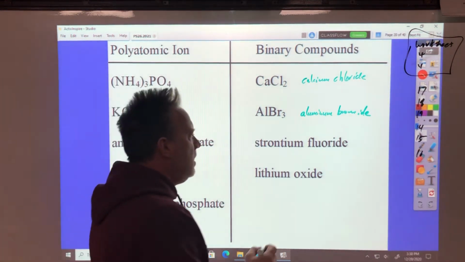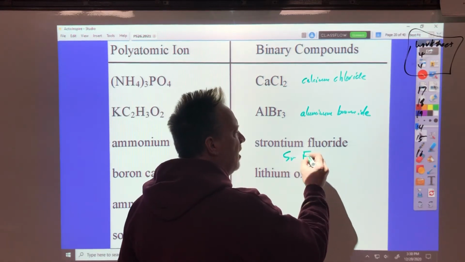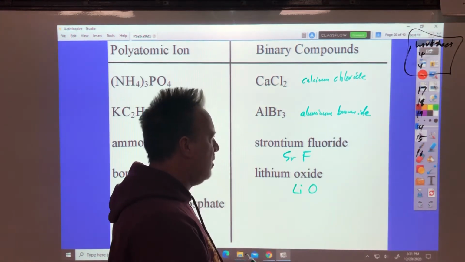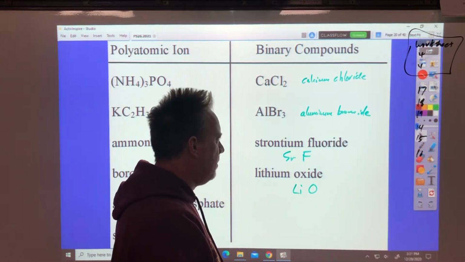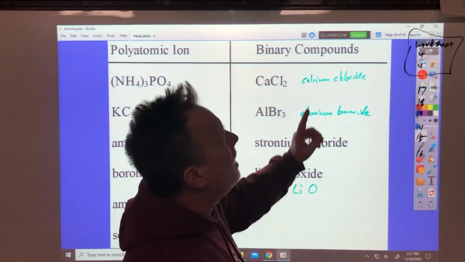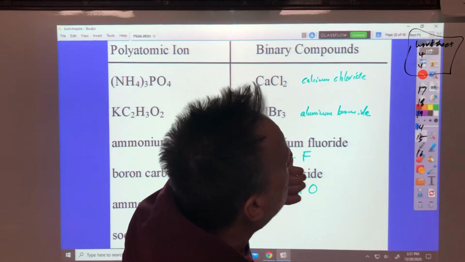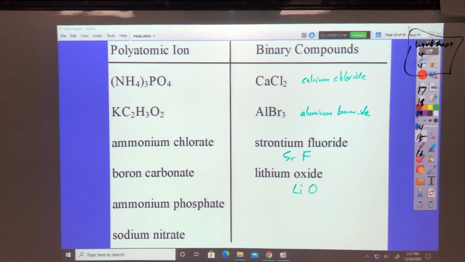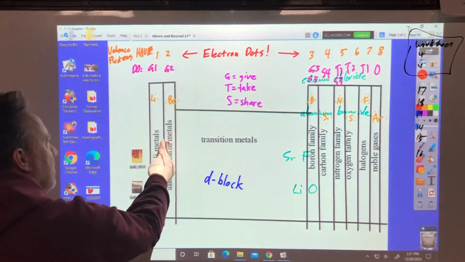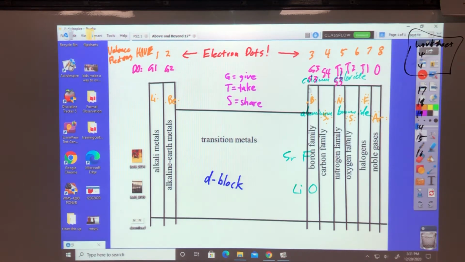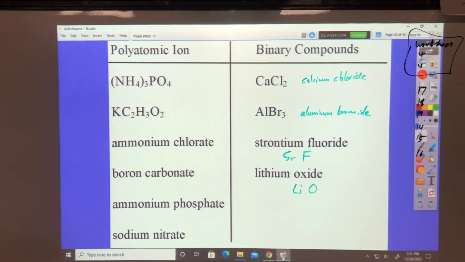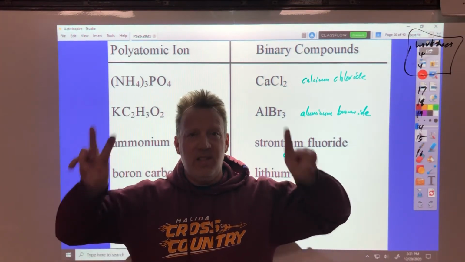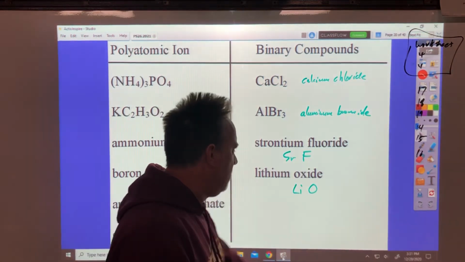Strontium fluoride is going to be Sr for strontium and F, but we've got to check for numbers. And lithium oxide is going to be Li and O, but we've got to check for numbers. Okay, for the strontium. Strontium is in the periodic table under calcium. So it's right here, gives 2 valence electrons away. Fluorine, over there on the right, takes 1 valence electron. This doesn't match, so I need another fluorine.